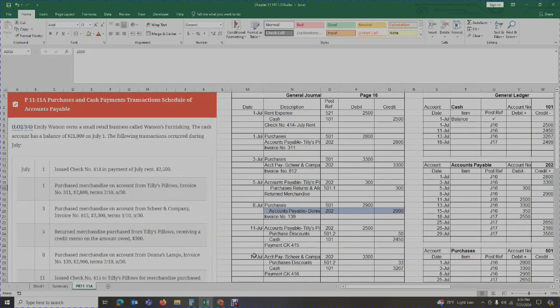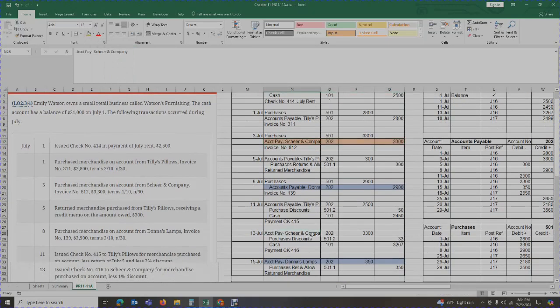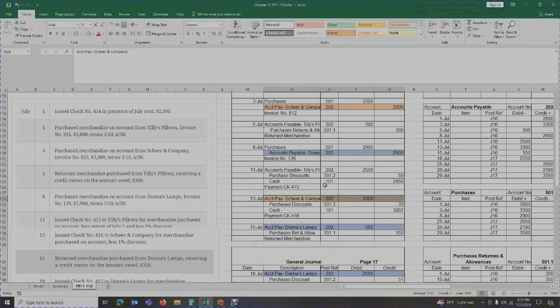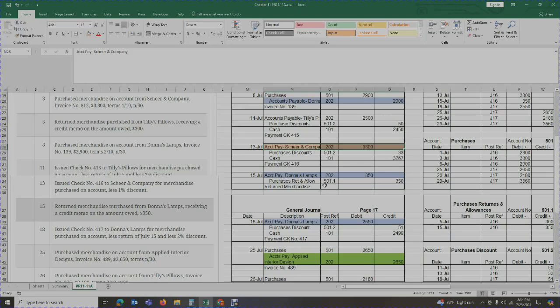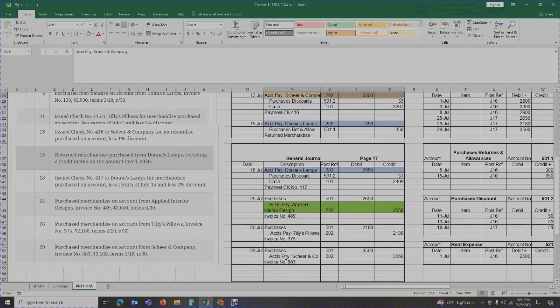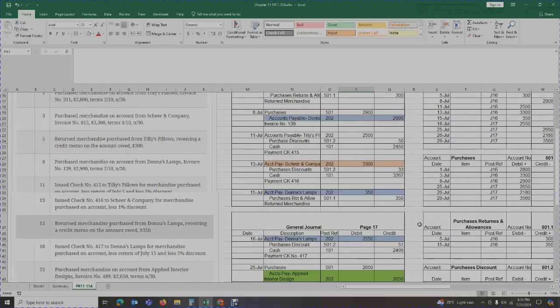So we're going to locate information for Shear and Company. And I've got information here, Shear and Company. And then we have Shear and Company down here. And then we have Tilly's Shearing Company down here. So we have 3 transactions for Shear and Company. Okay, so we're going to tackle the first one.